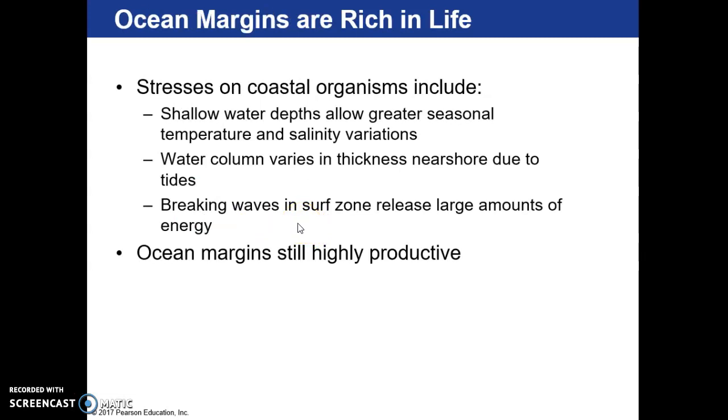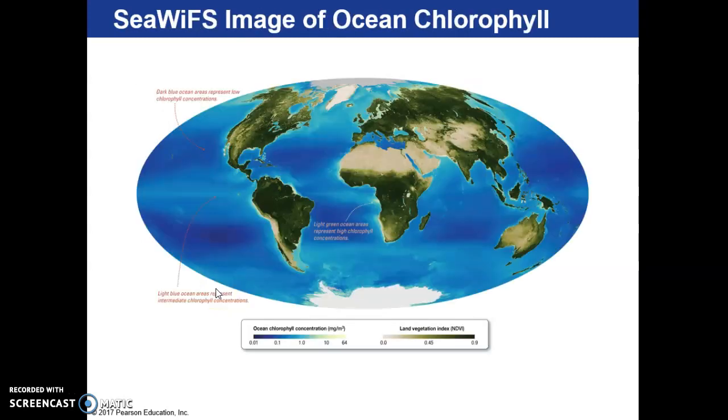Your ocean margins are obviously rich in life because of all of these things, and that's even despite all of these stressors. Shallow water depths allow for greater seasonal temperature variations and salinity variations, and yet we still see more abundant life in that area. The water column varies in thickness due to tides, and yet we still see more abundant life. The breaking waves release large amounts of energy, and yet we still see more abundant life. It's really interesting how resilient those creatures have become in those areas to still maintain life.